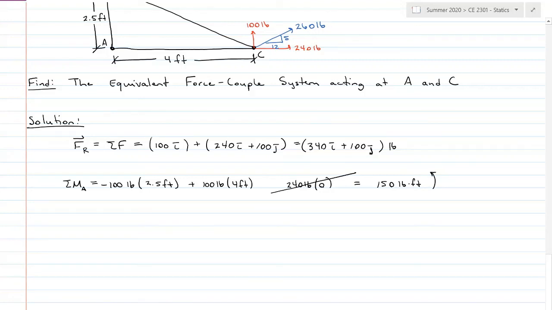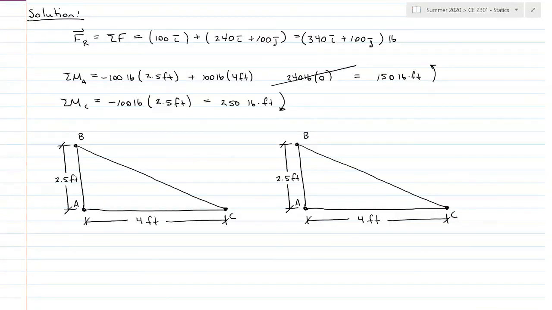Moments at C. Once again, I'm going to have the moment at B, 100 pounds. It is acting vertically 2.5 feet from C and is causing a clockwise rotation. Then I have the 100 pound and the 240 pound forces that are both acting at C, which means there's no distance at all. So my equivalent moment couple at C is 250 pound-feet clockwise.